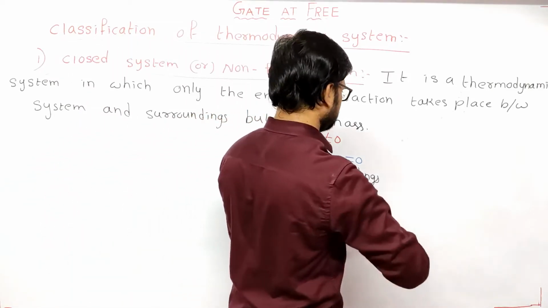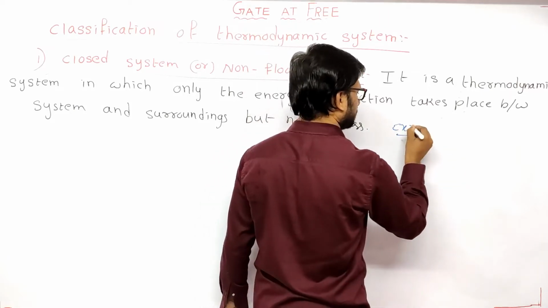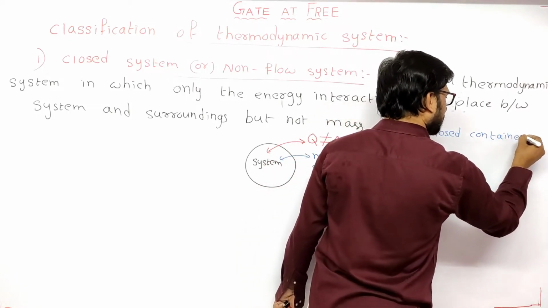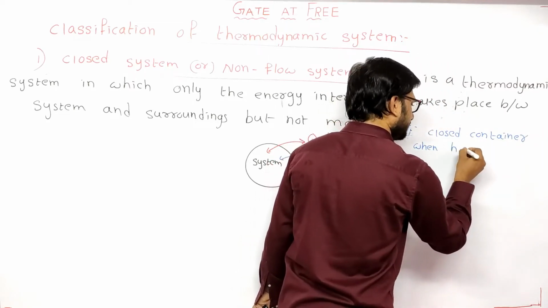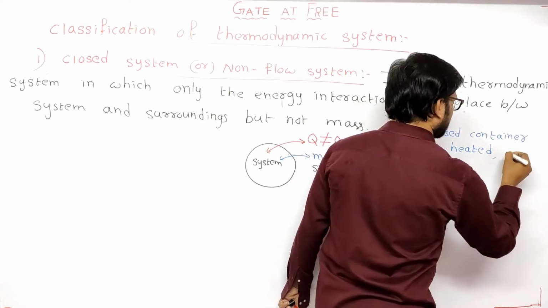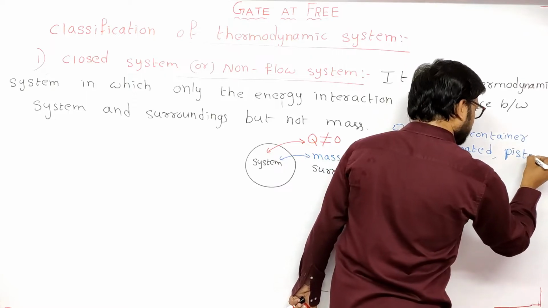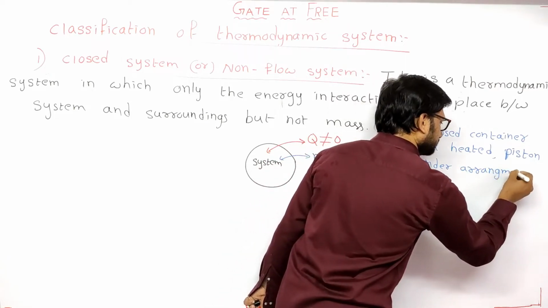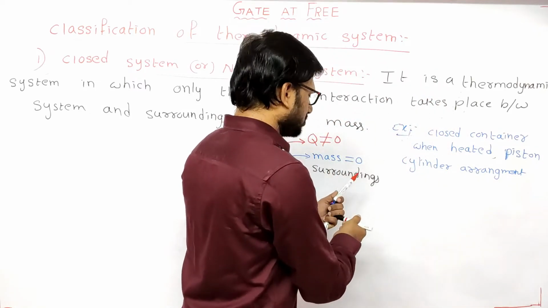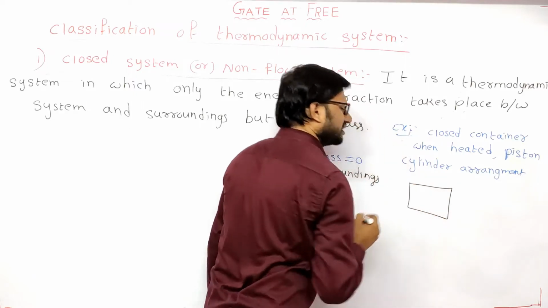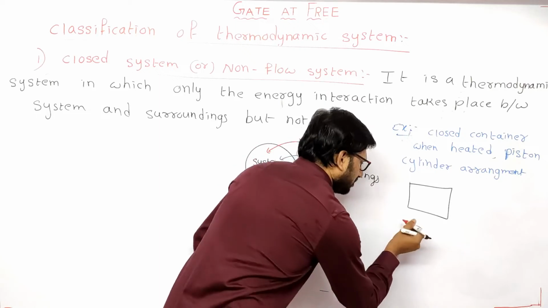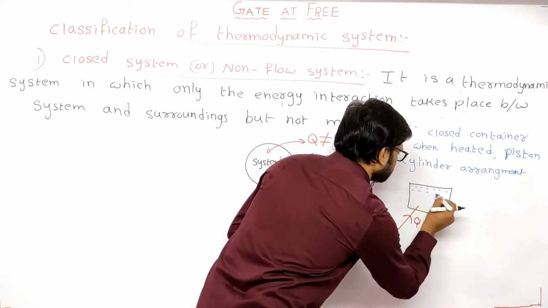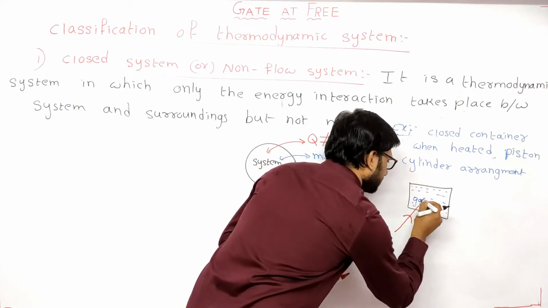Now, what are the examples? Closed container when heated and piston cylinder arrangement. Let's see the closed container when heated. This is a closed container. Supply heat to the closed container. In this closed container, air or any gas is present.